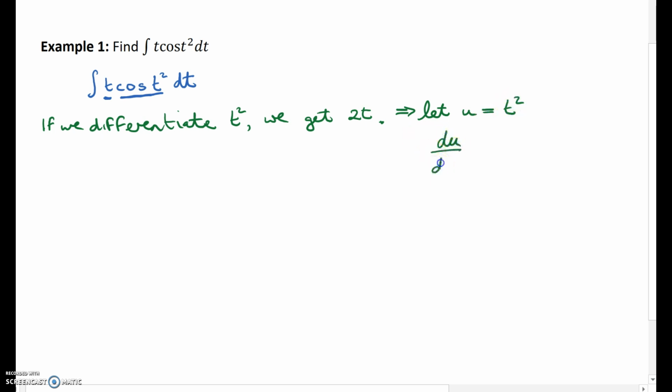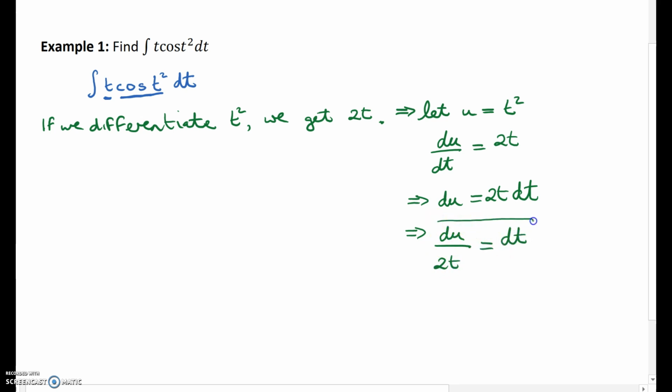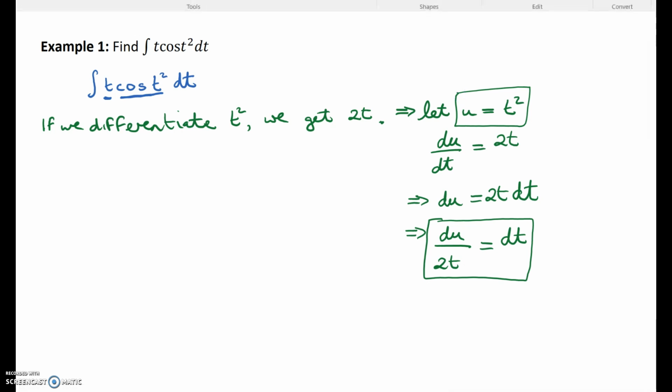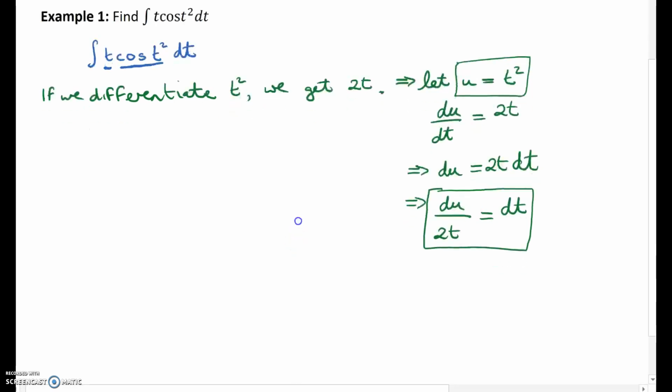Then the du dt, as we've already said, will be 2t. Multiply across, so you want to get dt on its own. You're going to get du is equal to 2t dt, and divide across now by the 2t, and that gives you dt. So here we have our two substitutions. We have u equals t squared, and we have dt equals du over 2t. So let's go back now and do the problem.